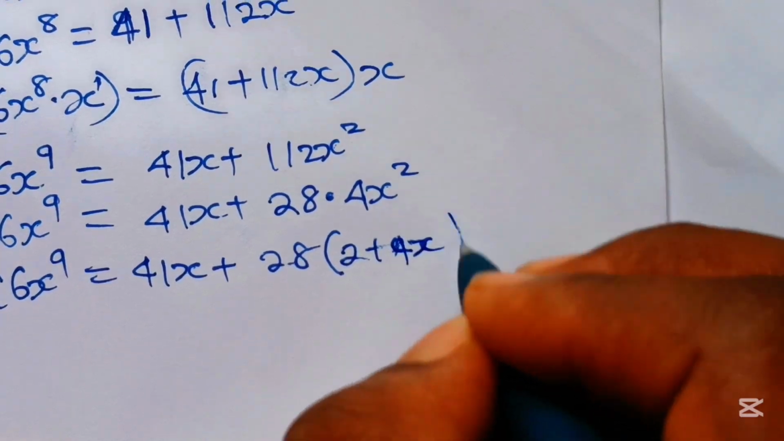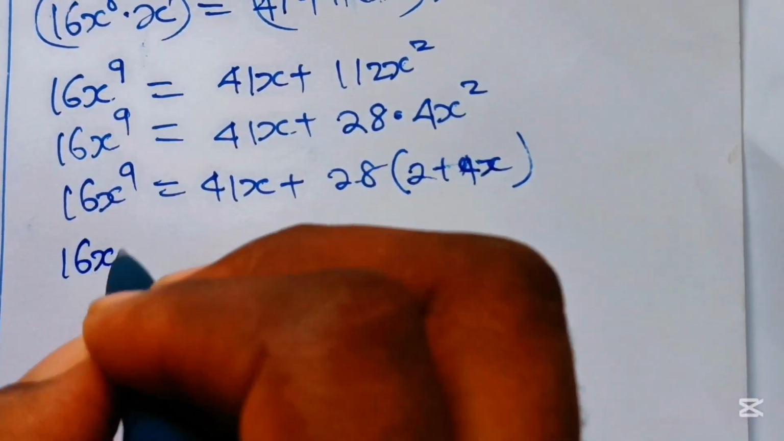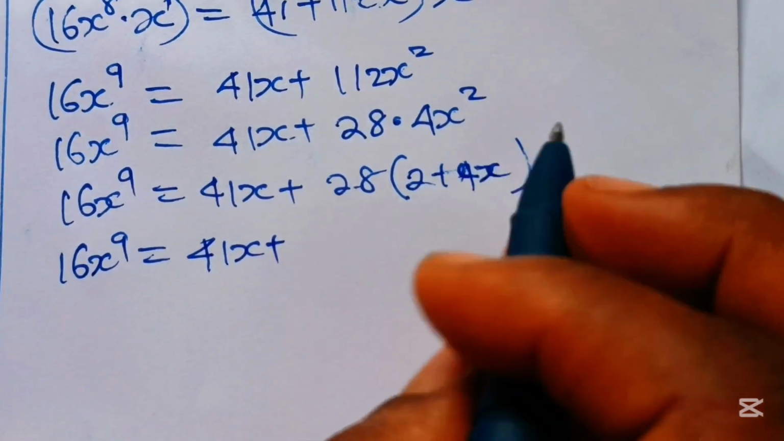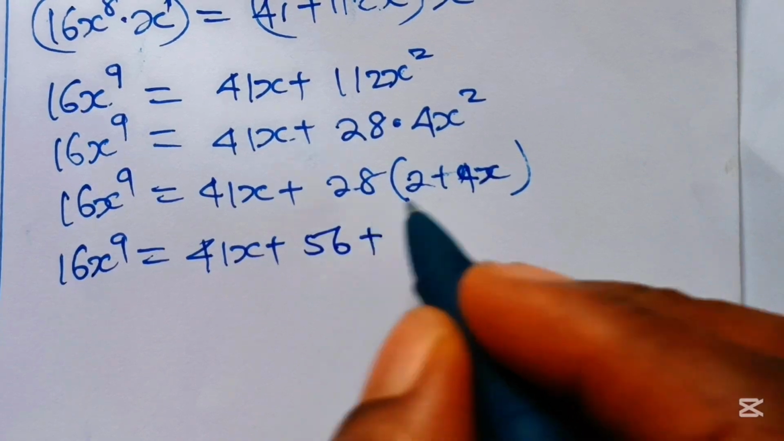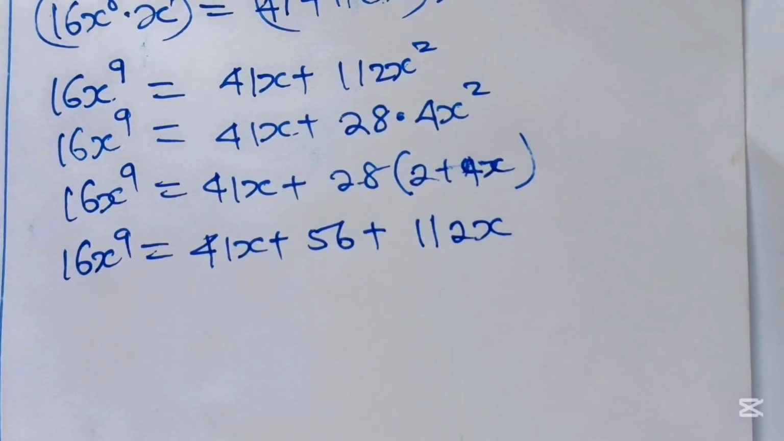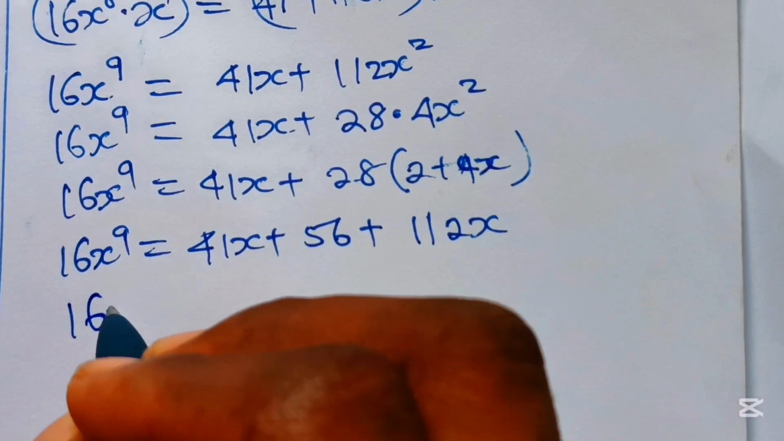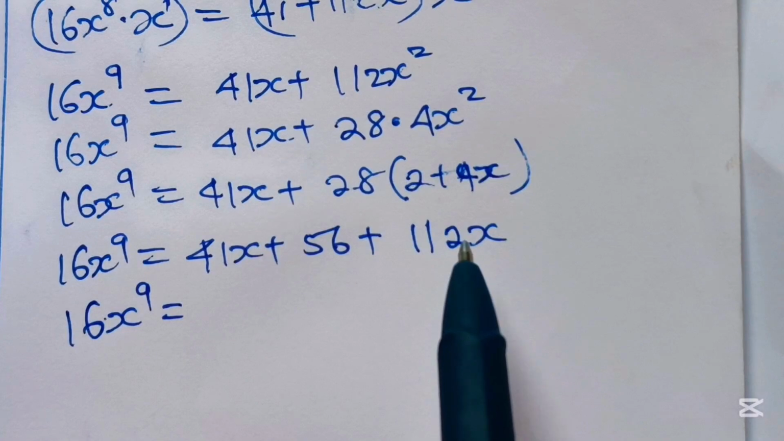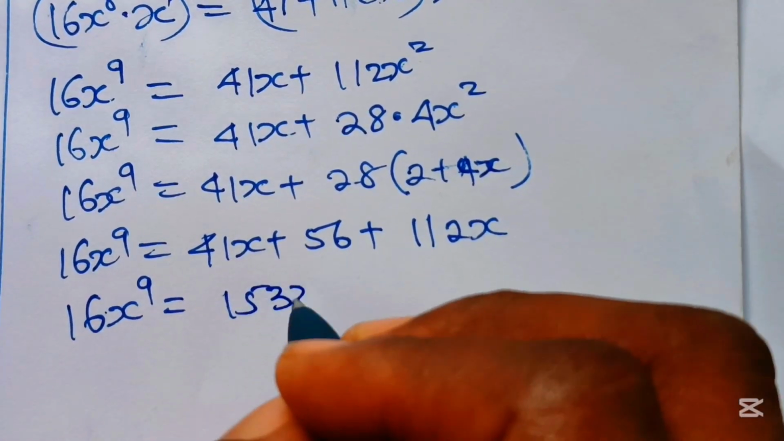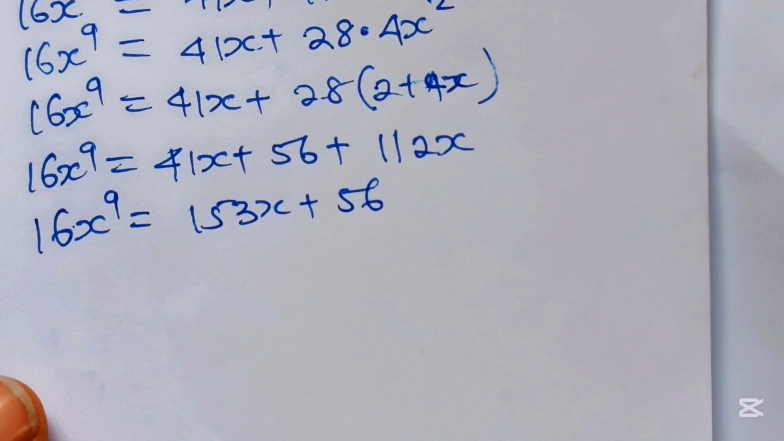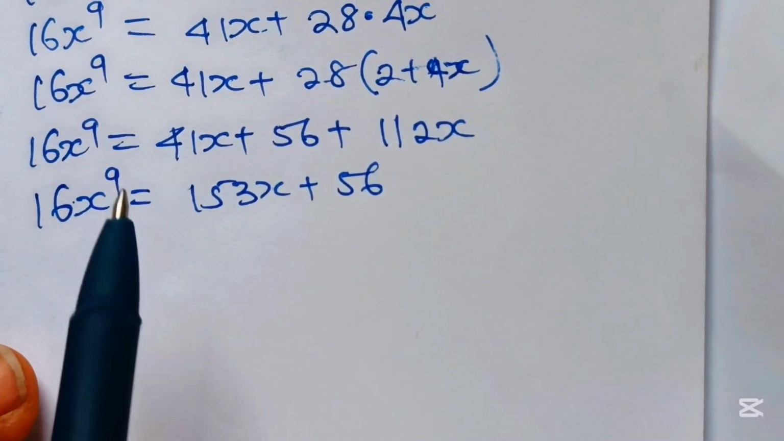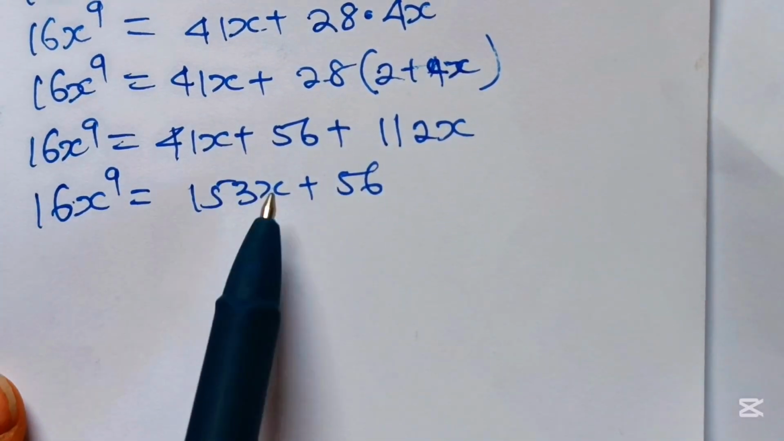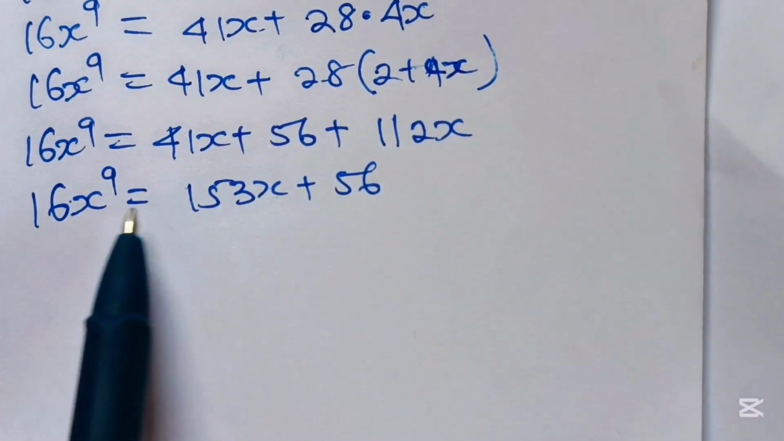Okay. All right. So we keep solving. We're almost there, like I said. Is equal to 41x plus 28 times 2 will give us 56. So we have 56 plus 28 times 4 is 112x. All right. Now we have 16x to the power of 9 is equal to 41x plus 112x will give us 153x, plus 56. Now at this point, you notice that this is x to the power of 9. So it's like we've gotten to where we have been trying to get to. So we are going to substitute our x back so that we can get our final answer.